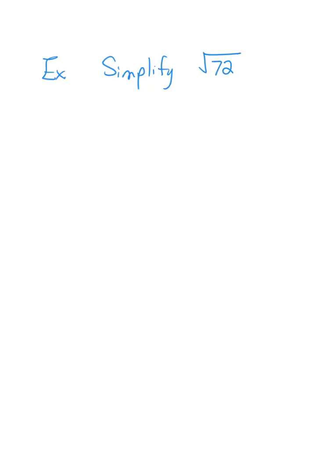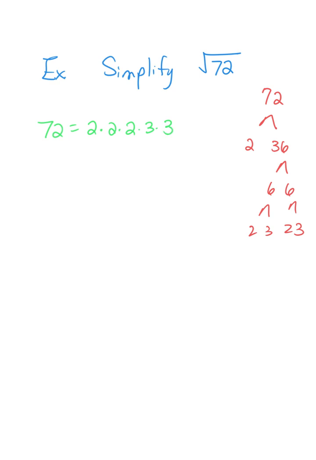All right, so we're going to take this into effect with this first example. We're going to simplify square root of 72. The first thing I want to do is break down 72 into a factor tree. So I get 2 and 36, and then I break that down to 6 and 6, and then 2 and 3, 2 and 3. So this means 72 is the same thing as 2 times 2 times 2 times 3 times 3, just by looking at the factor tree. And we're going to finish this later as we discuss what we need to do next.